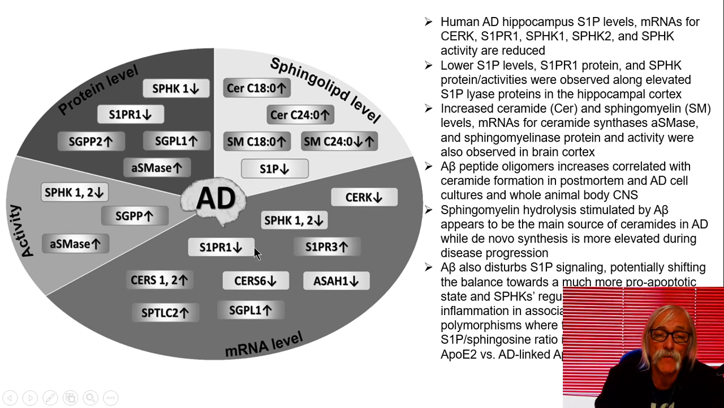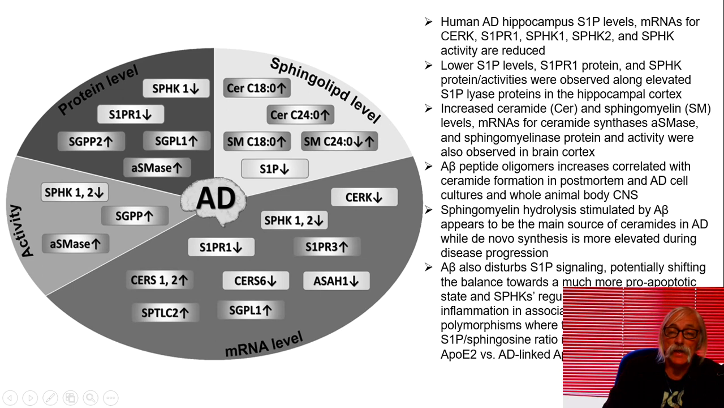Protein level follows, kind of mimics messenger RNA, transcript to translate to protein. You see some of these receptors going down, blocking the sphingosine pathway. You get increases in the sphingomyelinase activity, as well as the protein levels. So this is all negative and all why we talked about before. The A beta protein also disturbs sphingosine 1-phosphate signaling, potentially shifting the balance towards a much more pro-apoptotic state.